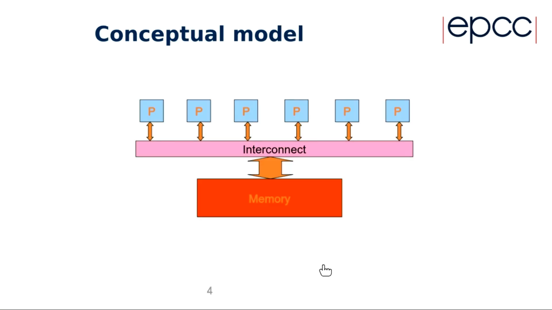So the conceptual model that we have here is really very simple. We have a collection of cores or CPUs or processors, and there is a single global memory which all the processors are connected to in some way. So that's, if you like, the conceptual mental model for a shared memory system.